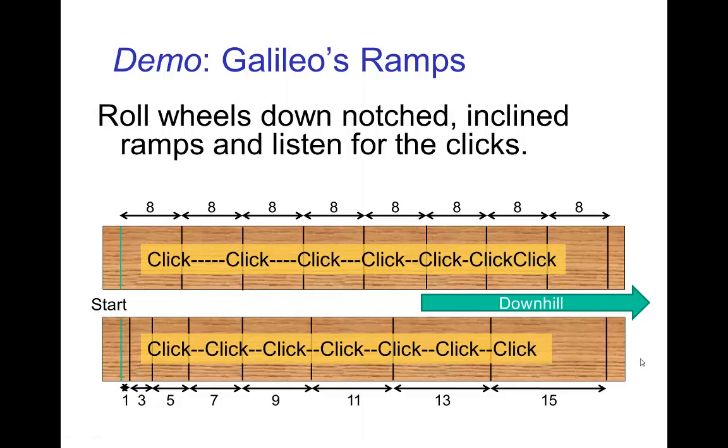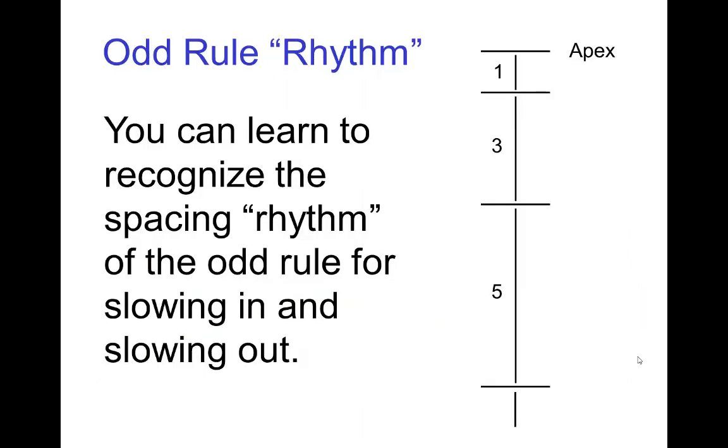And finally, Galileo discovered that this happened no matter how shallow or how steep the slope of the ramp was. It always followed that pattern. So I would encourage you to learn this rhythm, this spatial pattern, so that you can easily visualize it and see it. And you know that if you have a falling motion that follows this pattern, then it's going to look believable in terms of how motion is slowing out.